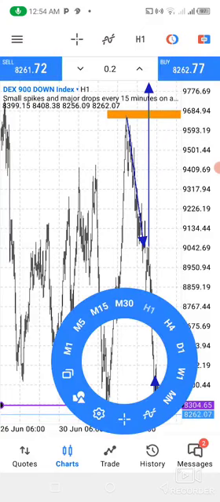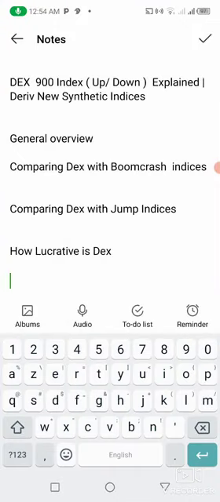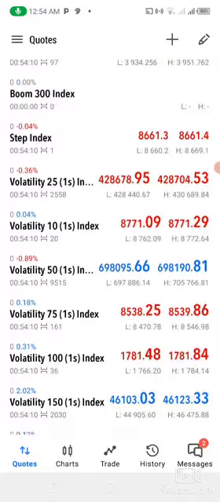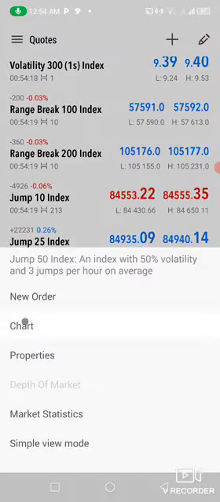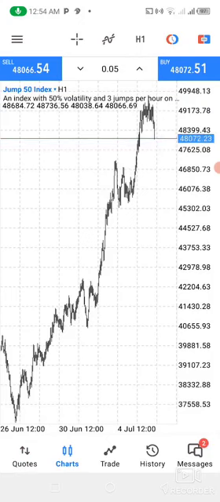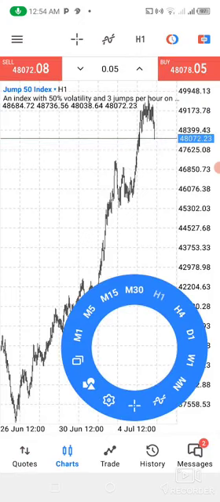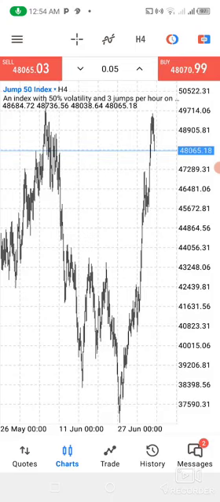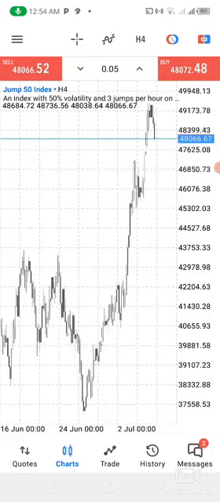Okay, so let me go back to the document. We talk about comparing DEX with jump indices. If you check jump indices very well, you discover this property where, if you look at the higher time frame, I don't want to go into the basic definition of jump indices, but at least you know that there is probability of having 3 jumps every hour. Though jump means very lengthy candle, it could be a bullish candle, it could be a bearish candle.